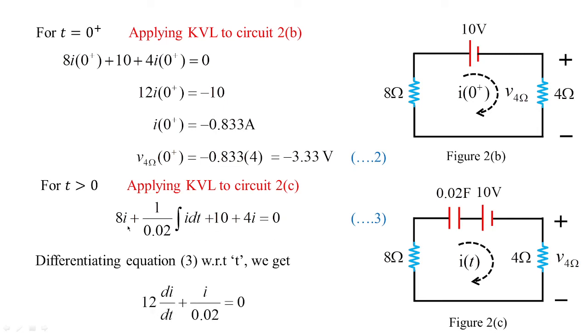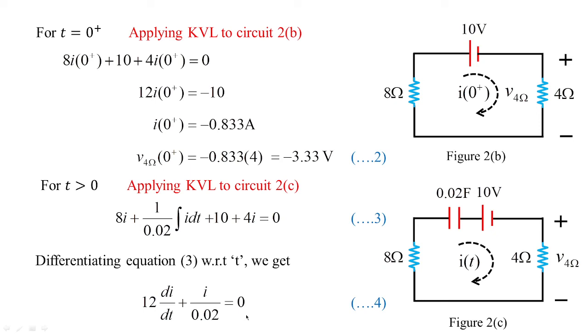So what I'm going to get, you see here you have 8 and 4. So 8 and 4 with I, on differentiation, will give you 12 di by dt. And differentiation of the integration will give you the value as I by 0.02 is equal to 0. Why 0? Because differentiation of a constant is 0. That is why this equation is framed as 4. I hope you understood how we framed equation 4.